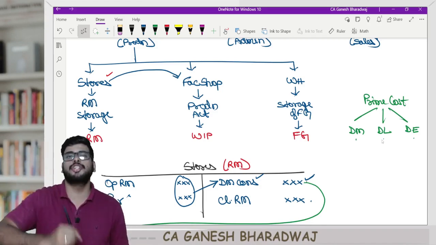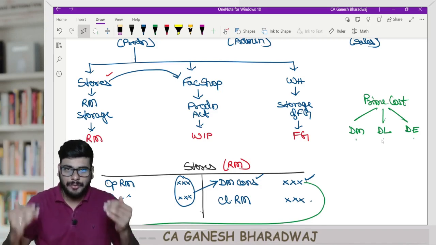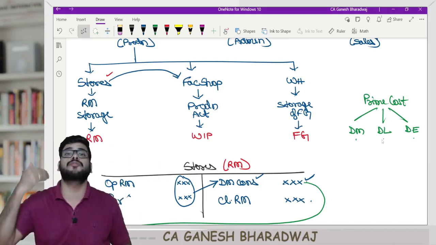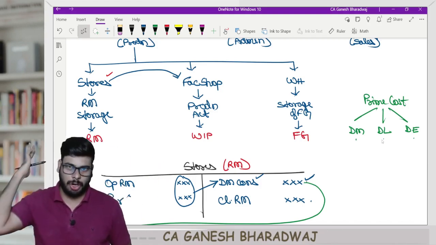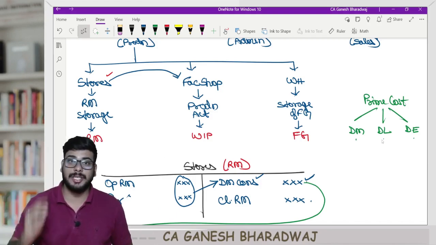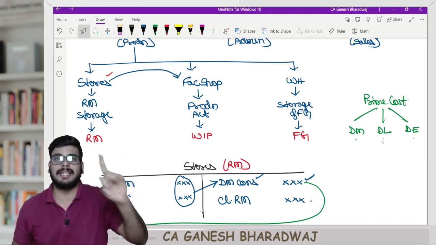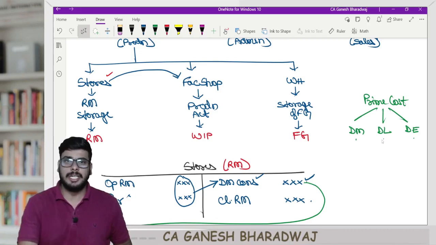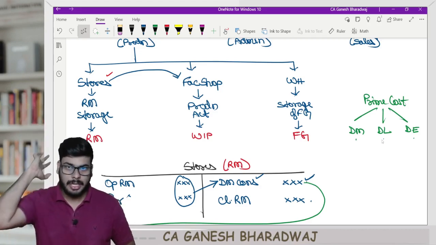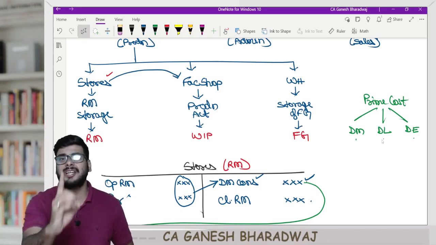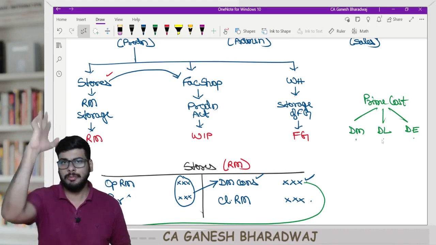Maruti Udyog should pay, let us say for example, 50,000 rupees by way of royalty to Suzuki Incorporation. Are you clear with this? Now this is an example of direct expense. Maruti Udyog should pay 50,000 rupees of royalty for every car manufactured, correct? To whom? To Suzuki Incorporated.